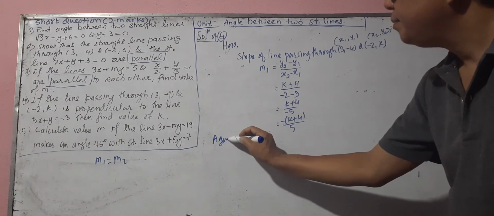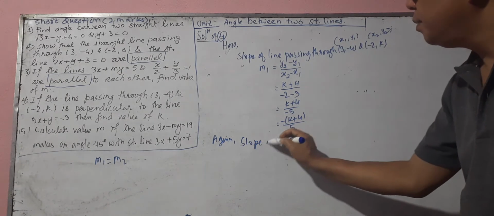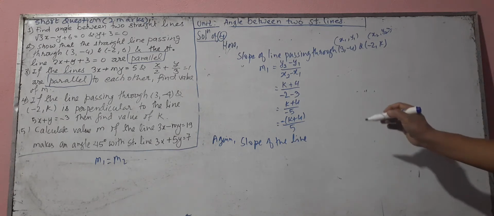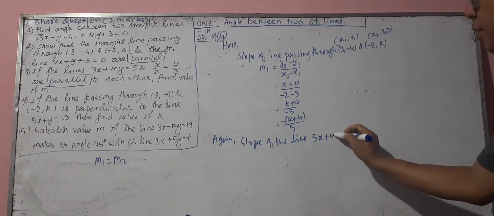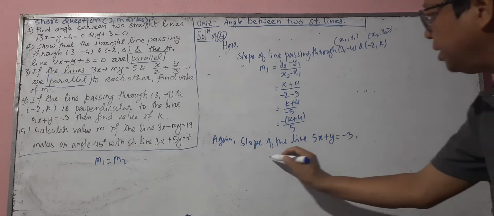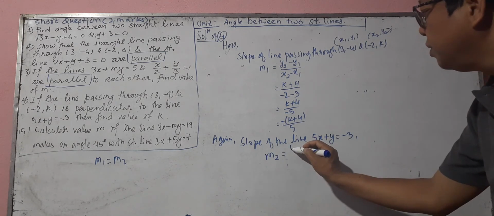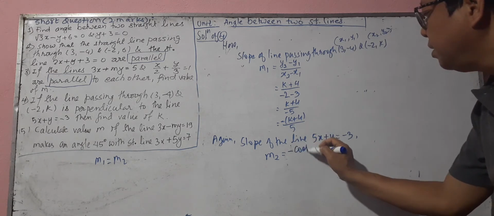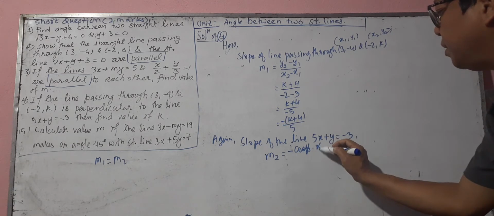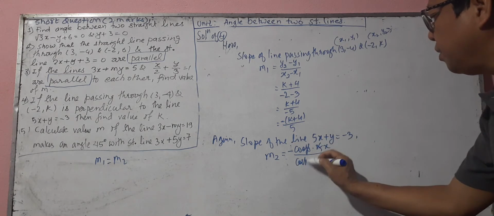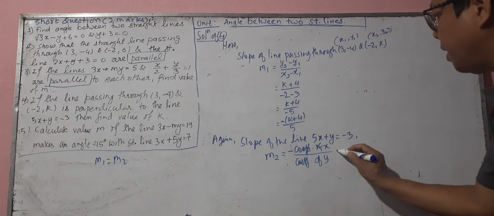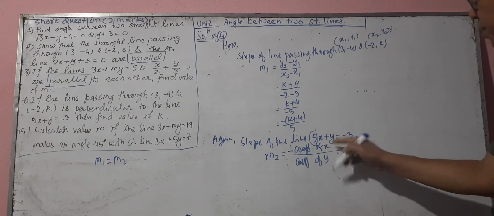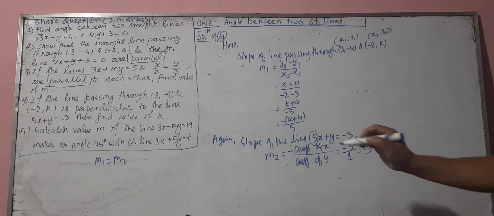Again, the slope of the line 5x + y = -3, it is m2 equal to, it is in the form ax + by = c, so we can write the formula minus coefficient of x by coefficient of y, and this equals minus, coefficient of x is 5, coefficient of y is 1, that is equal to -5.